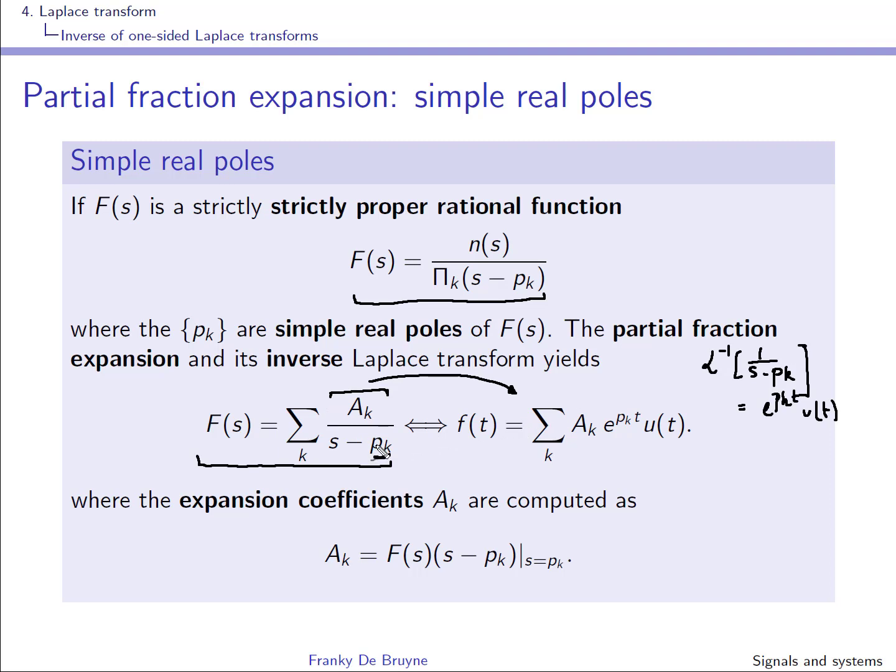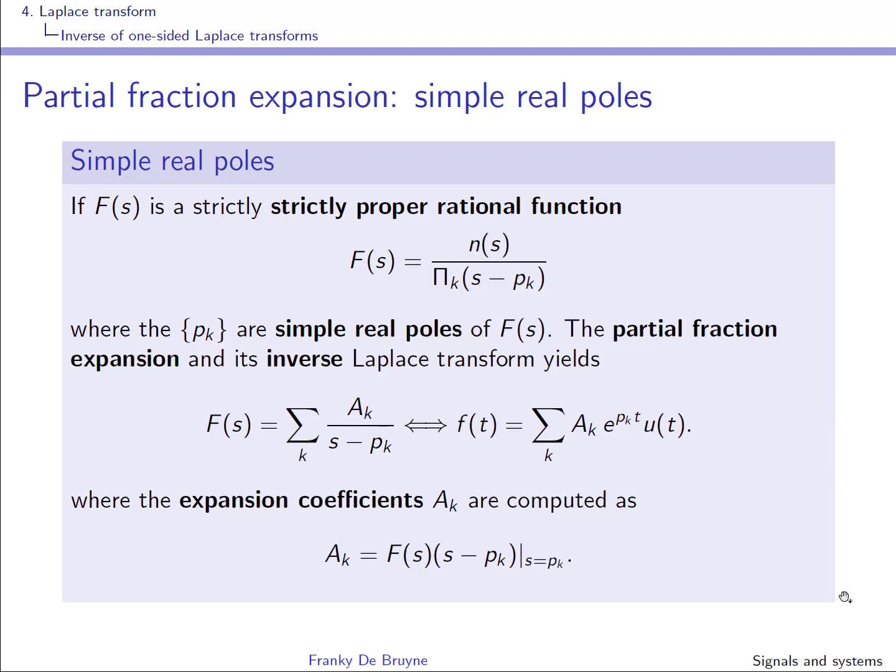For the term corresponding to pk, what you simply do is take F(s) and multiply by s minus pk. This means that the factor s minus pk will disappear, and then you evaluate this at s equal to pk, and you have the corresponding expansion coefficient.